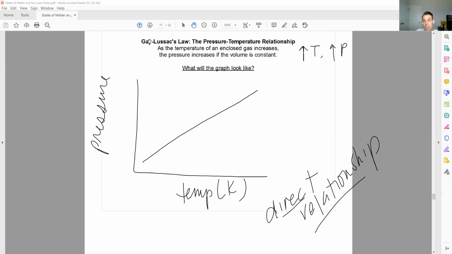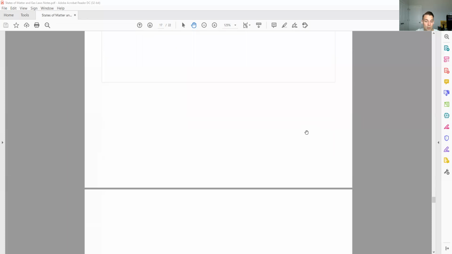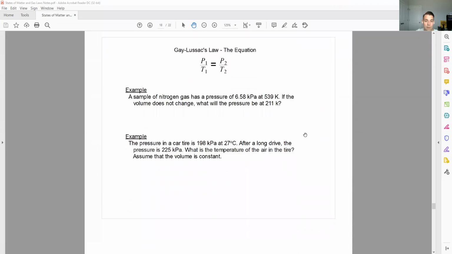Simple. So the equation is going to look very similar to Charles' law, but we're doing pressure instead of volume. So Gay-Lussac's law: P1 over T1 is equal to P2 over T2. Again, we're just cross multiplying and then dividing in order to find our answers.